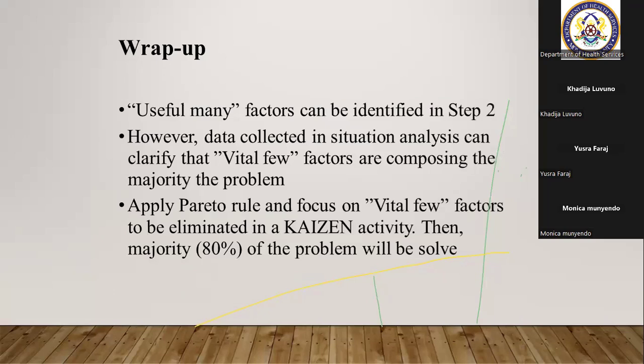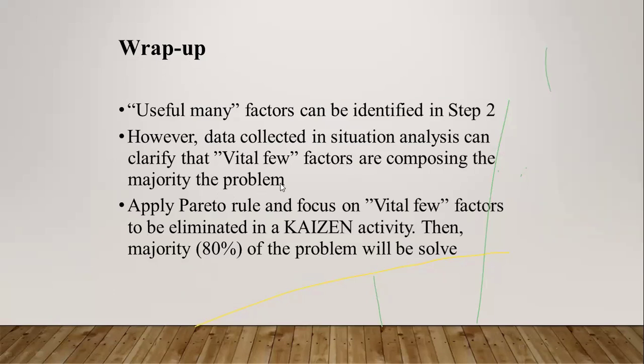So in summary, we say the useful many factors can be identified in step 2. However, data collected in situation analysis can clarify that vital few factors are composing the majority of the problem. They are carrying the heaviest weight. So you apply the rule and focus on the vital few. For our case, we focused on the two contributing factors that fell on our left side. Those are the vital few factors according to the Pareto chart. Remember, this is a graph, and it is only prioritizing which contributing factors are supposed to be handled in step 3. So when we eliminate the reasons that are actually causing those contributing factors, then the majority, 80% of the problem, will actually be solved.